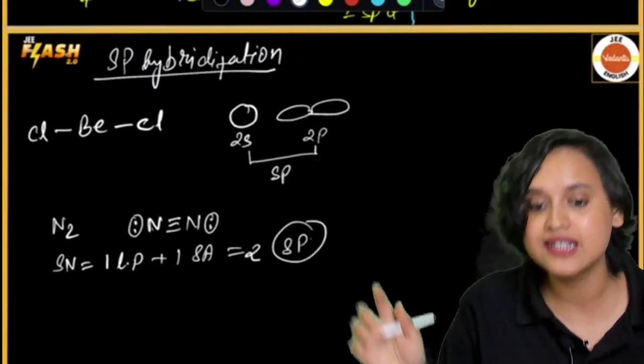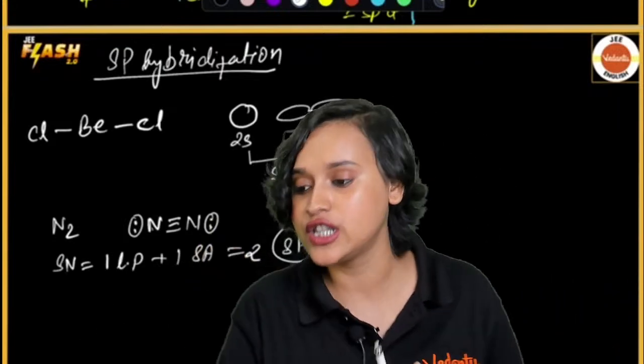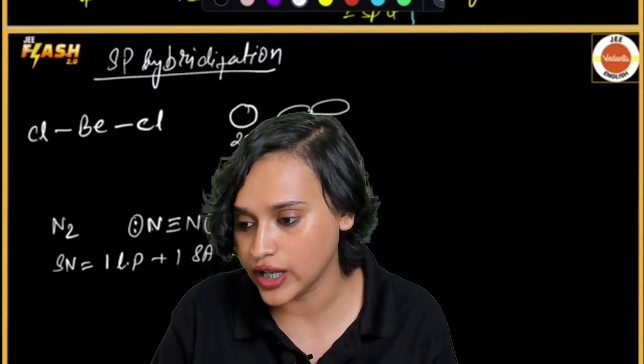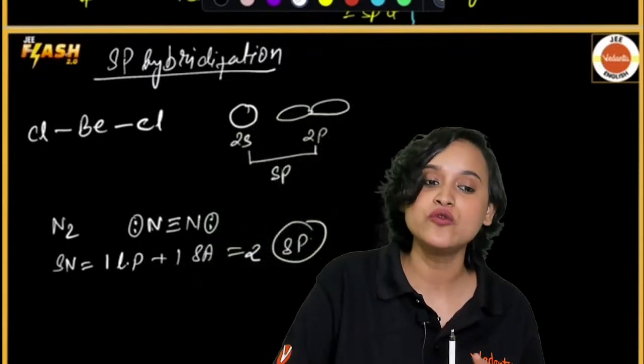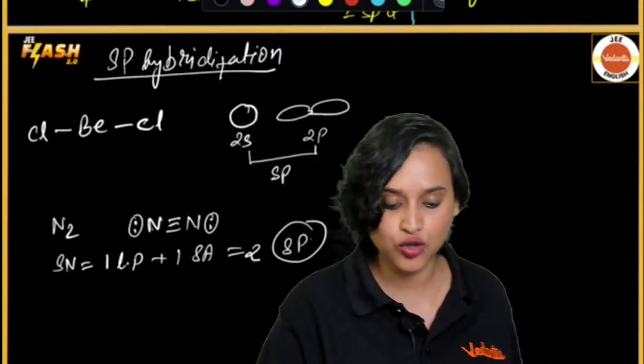So this is how you draw it for nitrogen. Similarly, for CO2 also we will get sp hybridization. Clear here, everybody?